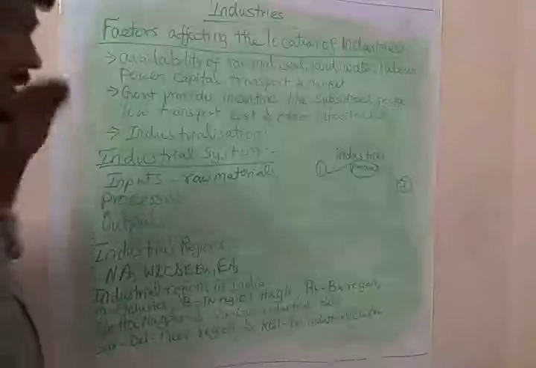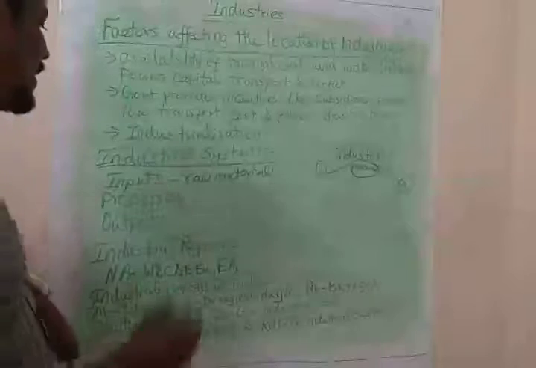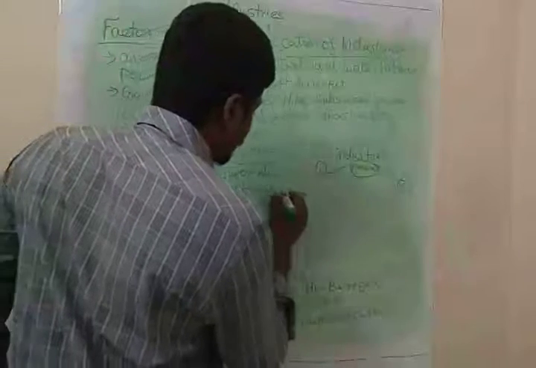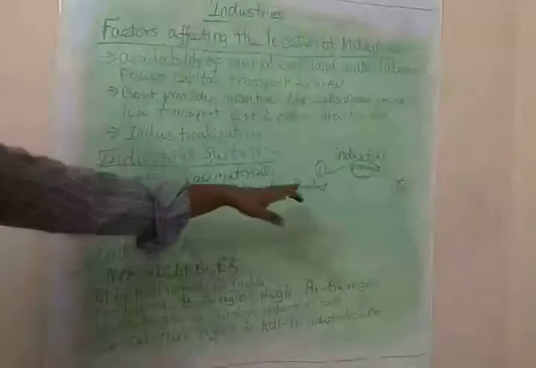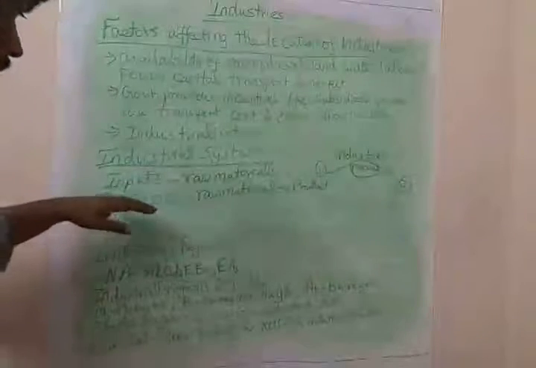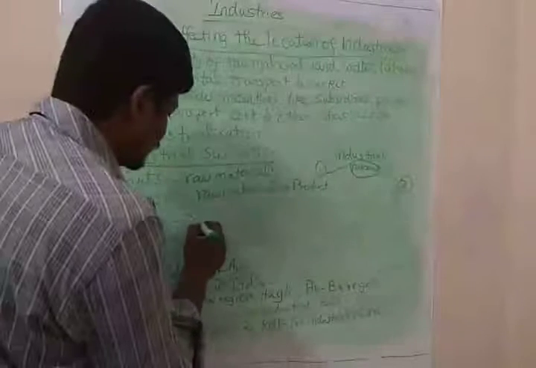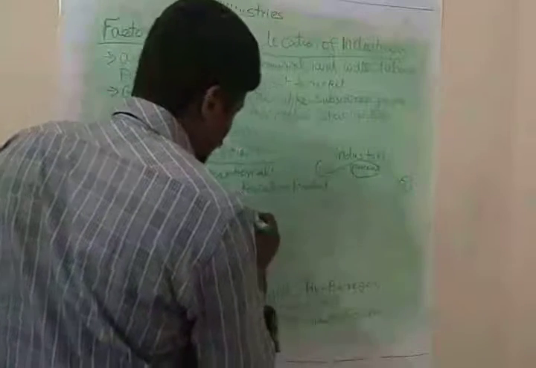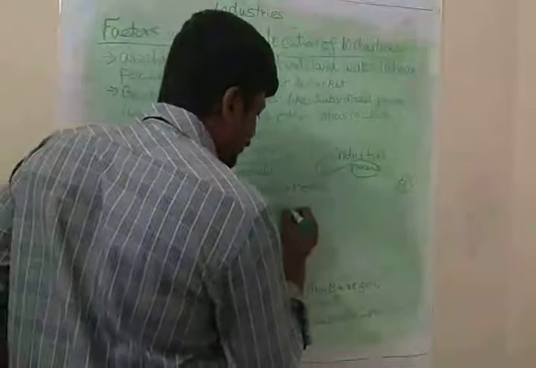Okay, ma'am? So the things needed for an industry to make the products are said to be the inputs. The next thing is process, which means raw material to product. Raw materials will be converted into product, and that is what is done in the industry, called processes. And finally, output means the finished product to markets from the industry.